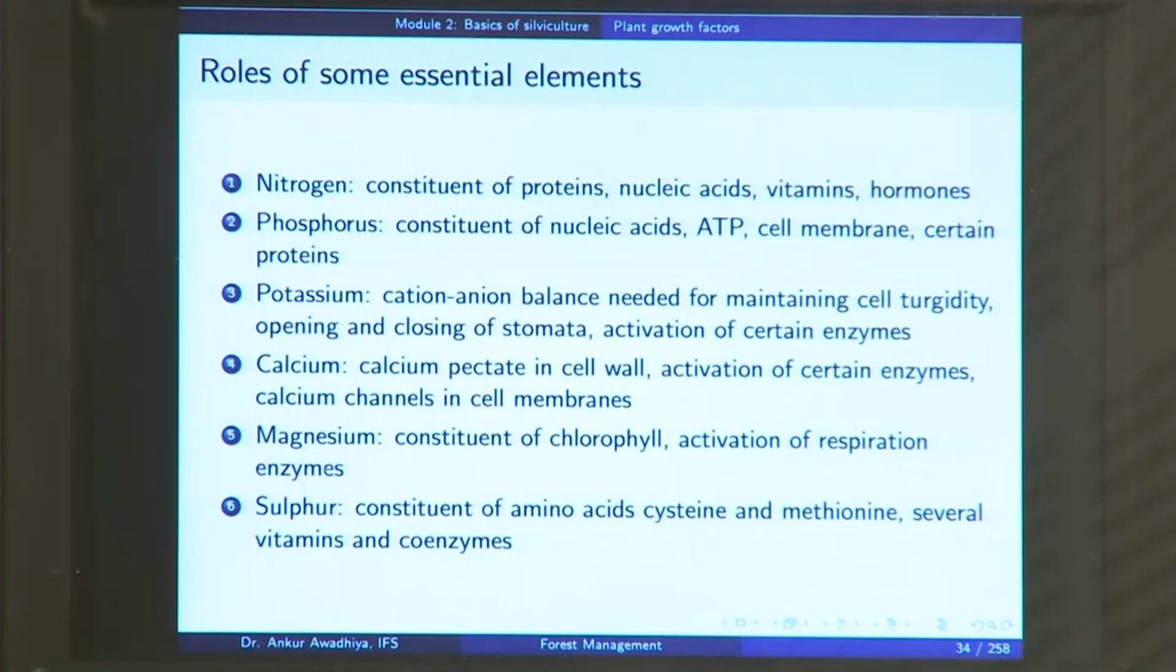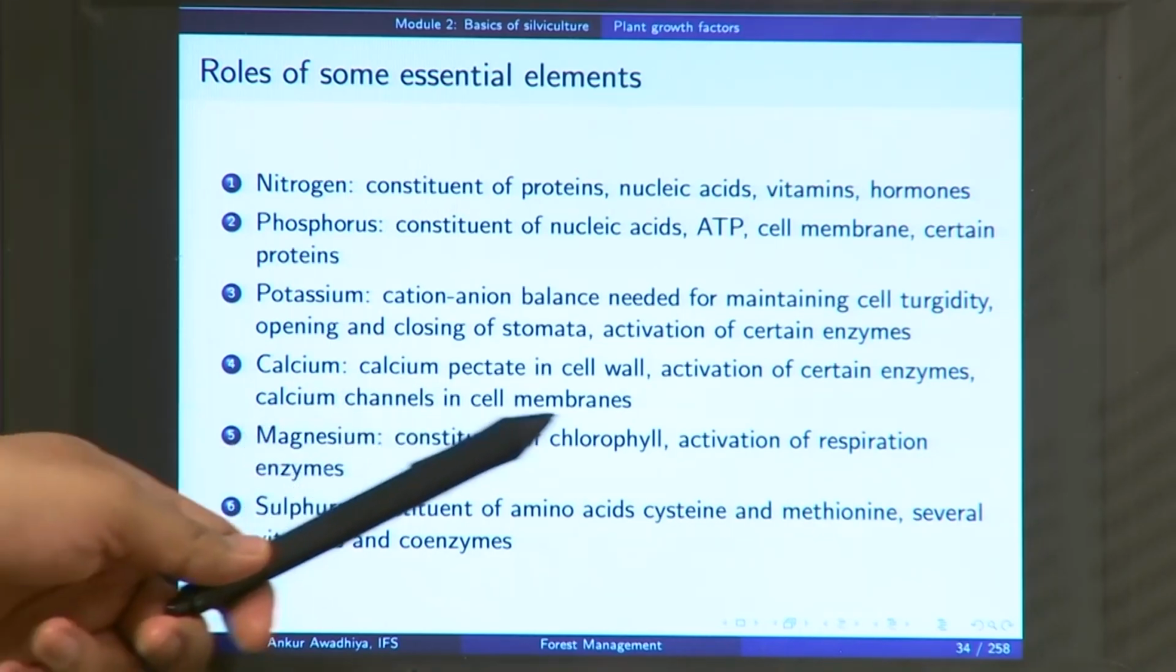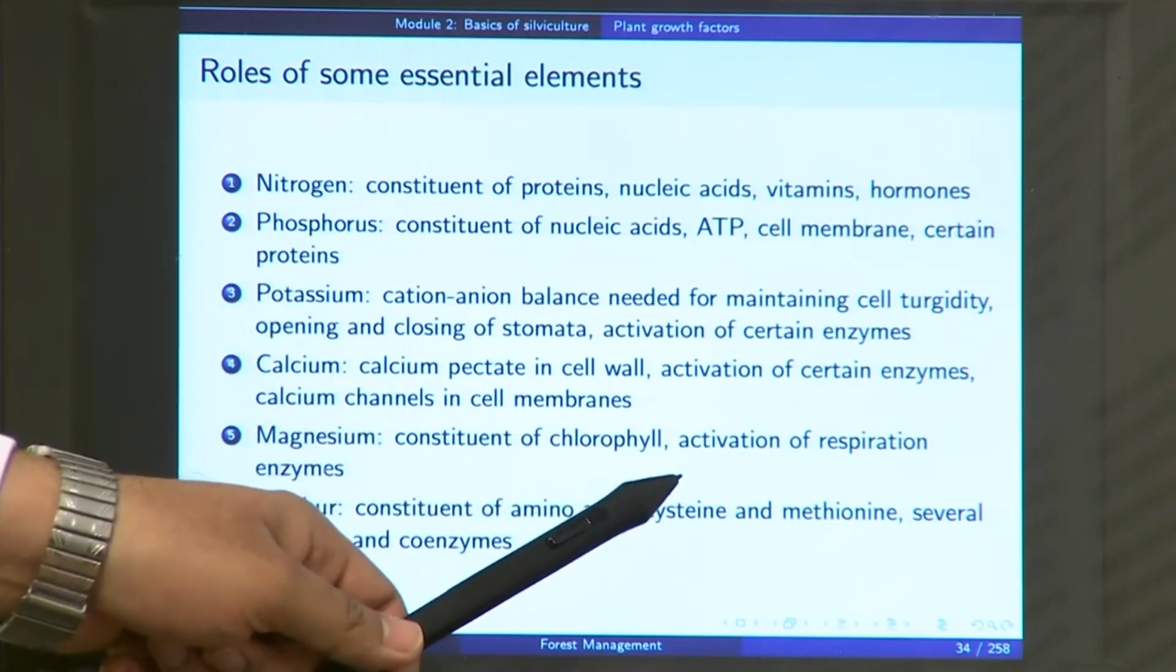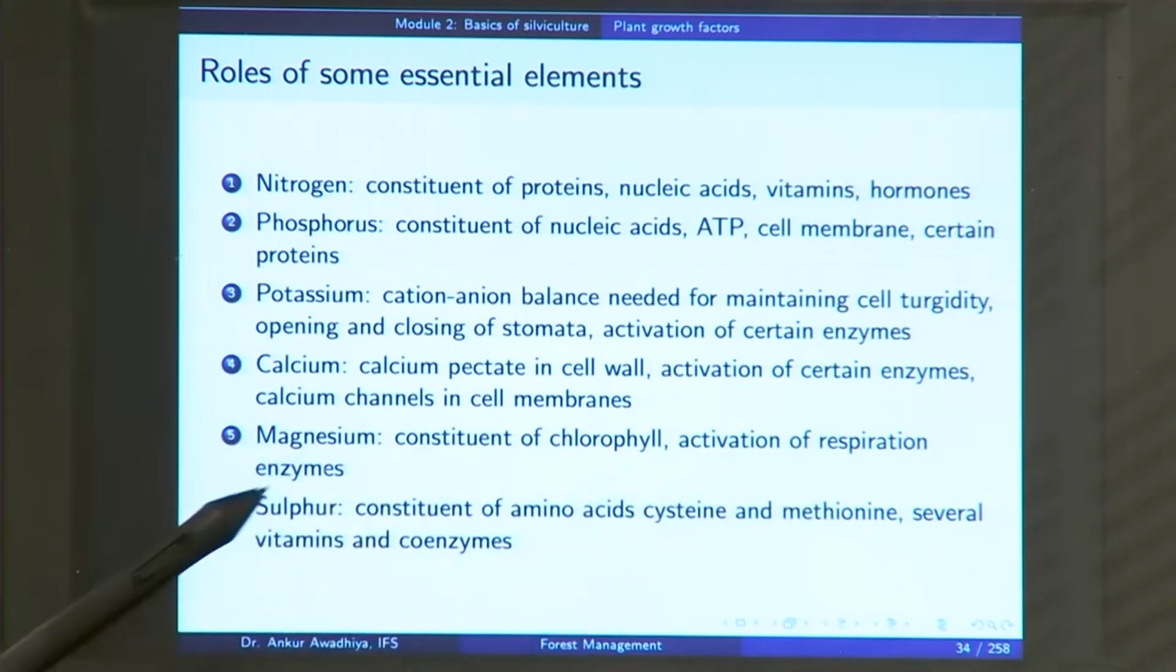Another essential element is magnesium. It is a constituent of chlorophyll. So, if you do not have magnesium, you do not have chlorophyll, and the plants will not be able to perform photosynthesis. So, it is very much necessary for photosynthesis. It is also required for the activation of respiration enzymes. Another essential element is sulfur, which is a constituent of amino acids, cysteine and methionine, several vitamins and coenzymes. So, these are some essential elements that the plants require, and these cannot be substituted.